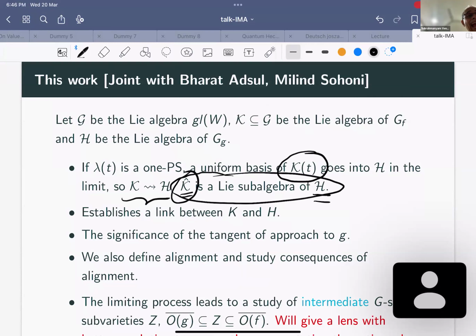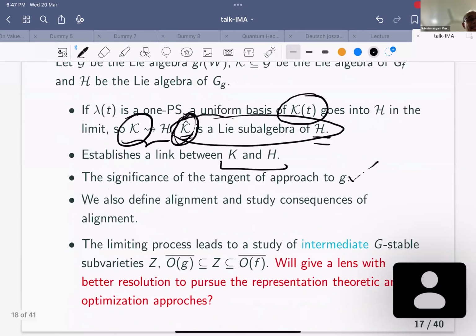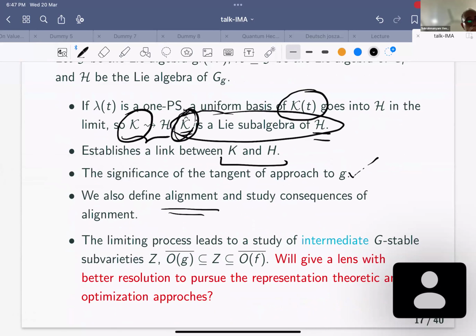This Lie subalgebra k hat we can describe precisely, and we show that this limiting Lie subalgebra goes into H. It has the same dimension as the Lie algebra of K. This establishes the link between the stabilizer of F and the stabilizer of G that we were looking for: the deformed Lie algebra at t equal to 0. We also point out the importance of the tangent of approach into G. And then we do something more. We also describe something called alignment. We describe how this limiting process, whereby K gets into H as a Lie subalgebra K hat, allows us to possibly construct intermediate varieties between the two orbit closures.